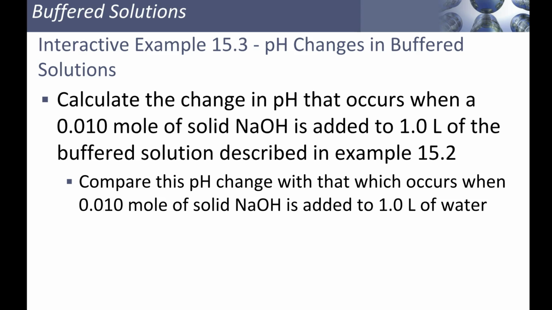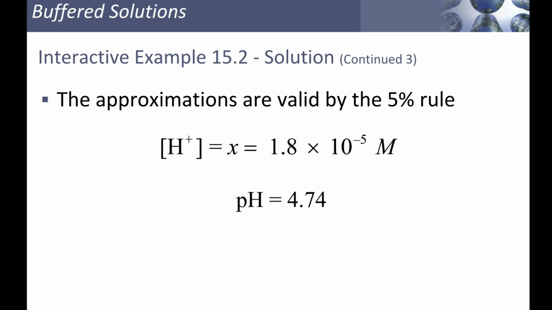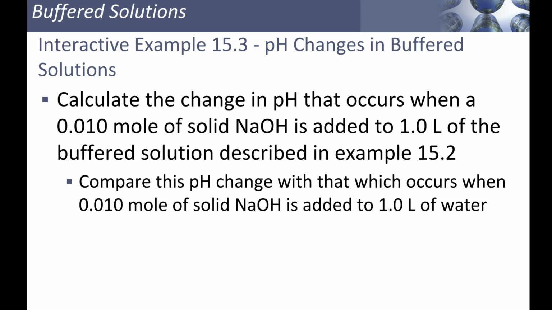Alright, so let's go back for a second. pH is 4.74. Now it says to calculate the change in pH that occurs if you add 0.01 mole of solid sodium hydroxide to the buffered solution in 15.2, which is the one before. So what do you think would happen if I add sodium hydroxide to a buffered solution that contains acetate and protons?